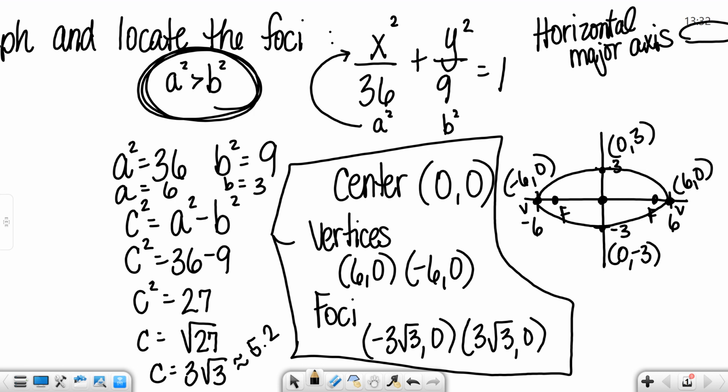So there it is. This is going to take a little practice, and having that list of what does c really mean? What does a really mean? How do I know if it's horizontal? How do I know if it's vertical? It's going to be helpful to have that stuff sitting beside you. Let's try another.